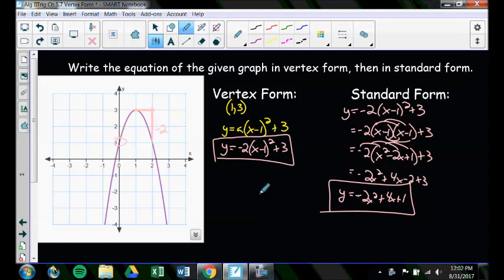Okay, we were able to find this in vertex form pretty quickly because A, we knew the vertex, which made this pretty simple, but B, we could find the a value. We could find this -2 because we could clearly see the change from the first point to the second point, from the vertex to 1 point away from the vertex.